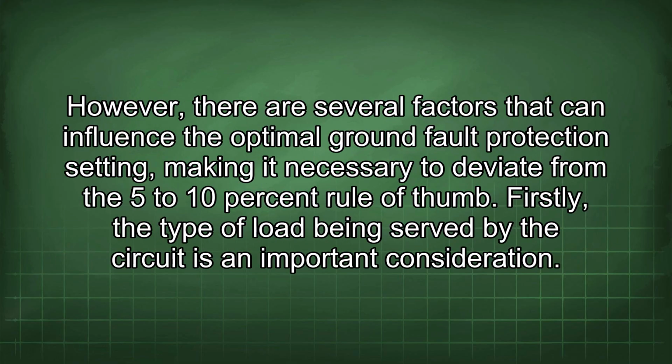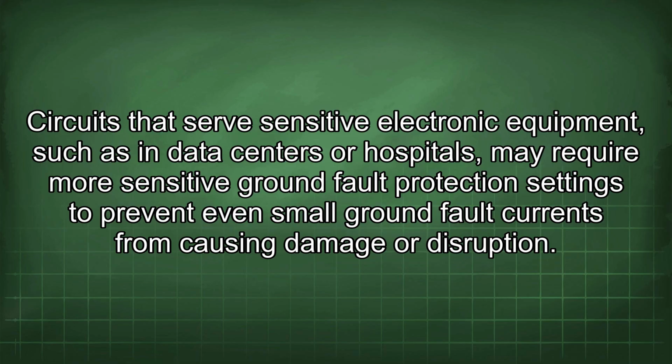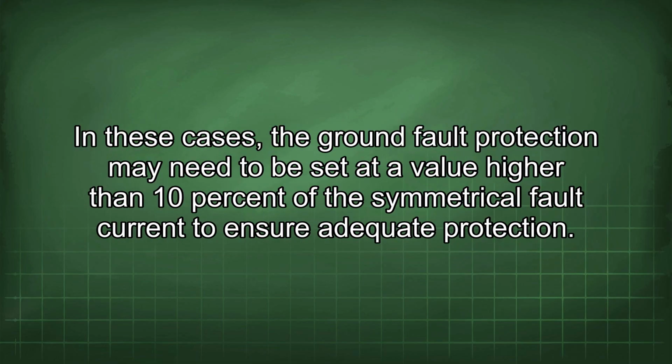However, there are several factors that can influence the optimal ground fault protection setting, making it necessary to deviate from the 5 to 10% rule of thumb. Firstly, the type of load being served by the circuit is an important consideration. Circuits that serve sensitive electronic equipment, such as in data centers or hospitals, may require more sensitive ground fault protection settings to prevent even small ground fault currents from causing damage or disruption. In these cases, the ground fault protection may need to be set at a value higher than 10% of the symmetrical fault current to ensure adequate protection.